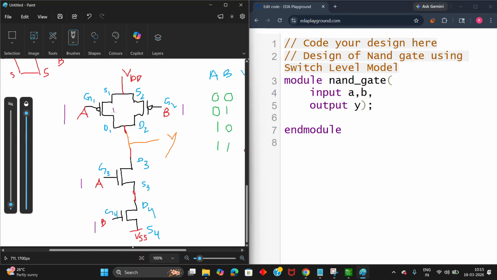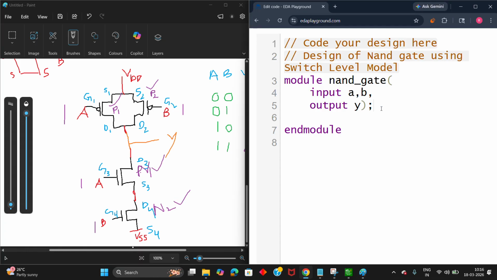Let us consider this particular PMOS as P1, this PMOS as P2. Let us consider this NMOS as N1, and this particular transistor instance as N2. Now we are going to use 4 primitives, 4 instances: one for P1, one for P2, one for N1 and one for N2.